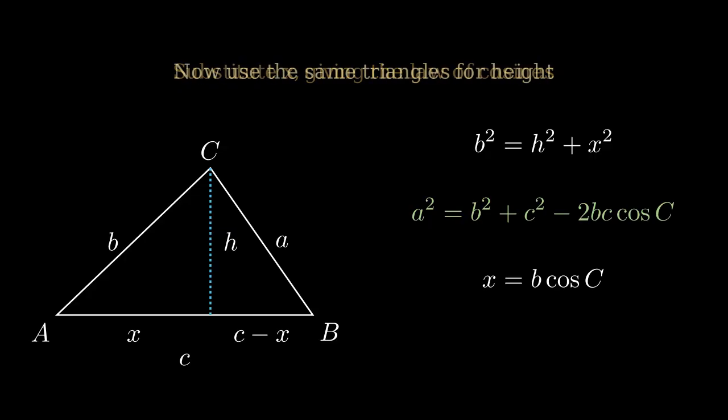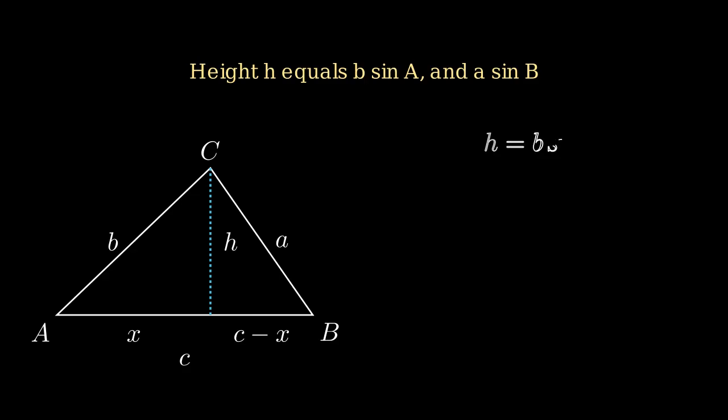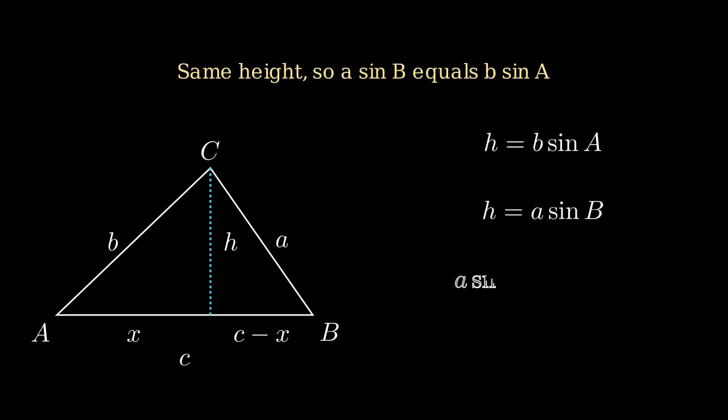Now let's get the sine rule from the very same two right triangles, but this time we focus on the height itself rather than the base. In the first right triangle, h equals b times sine A. In the second right triangle, h equals a times sine B.